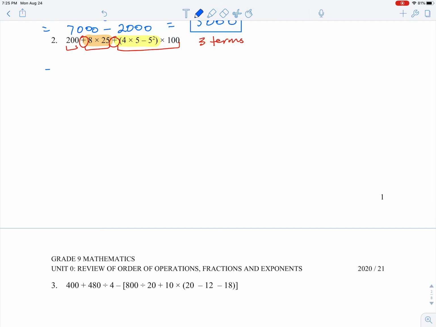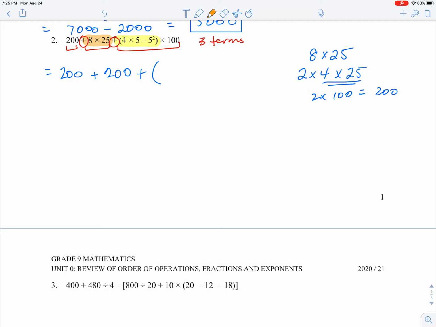So we would have 200 plus 8 times 25. Over on the side here, 8 times 25 is the same as 2 times 4 times 25, and that's 100. So that's going to equal 200. So 200 plus 200 plus, in the bracket with the stuff that was highlighted yellow, 4 times 5, I get 20 minus 5 squared. 5 squared is 5 times 5, which is 25. And that's going to be times 100.